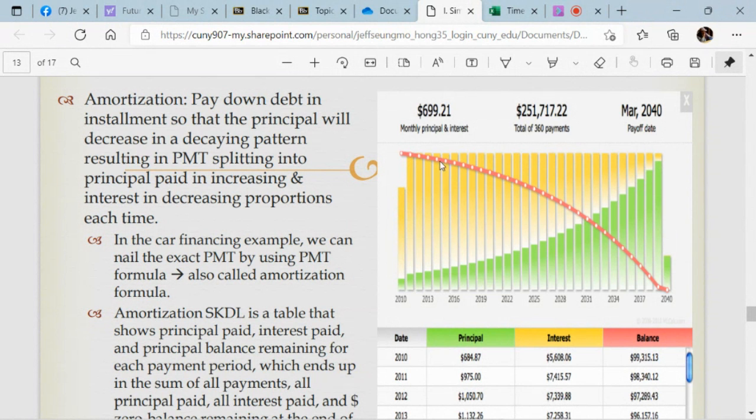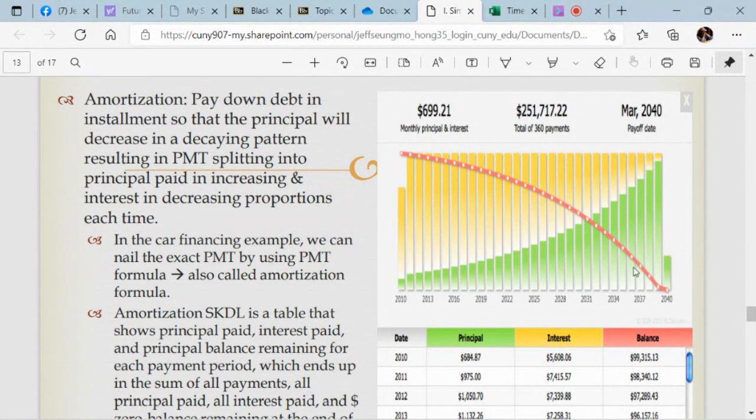So then what is it telling you? Early on, every month is 700, but early on it's mostly interest. As time goes by, interest gets smaller and smaller, and the principal payment gets bigger and bigger. So by the end, it's mostly principal, with a very small interest. Okay, then what is that red curve?